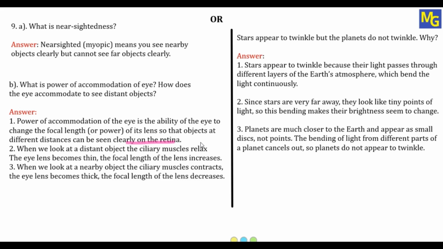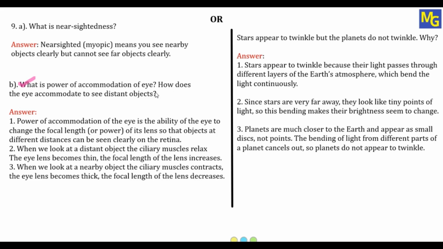We have to see the objects present at far distance as well as at nearby distance. According to the distance, I will adjust the focal length of the lens which is present in our eye. And by adjusting the focal length, what does adjusting mean? Sometimes the focal length increases, sometimes the focal length decreases. Because of this adjustment, we can see objects present at different distances clearly. This is the first answer.